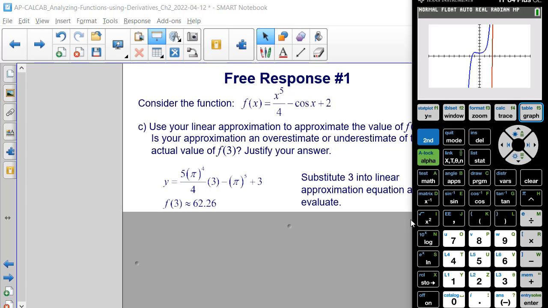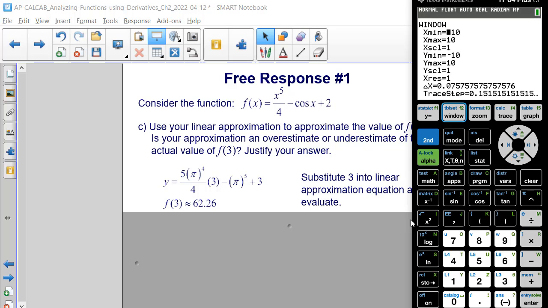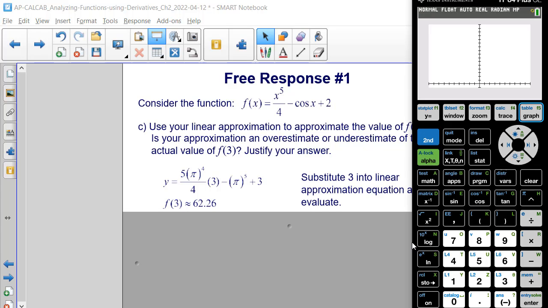here's our regular function, and here is the linear approximation. Let's actually adjust our window slightly to make the intersection point of these two functions more visible. So let's go to Window. We can keep the x values in place, but since our function value approximation is at about 62, let's use a y minimum of, say, -5 and a y max of, say, 80. And let's make that y scale be 5. Now let's see what our graph looks like.